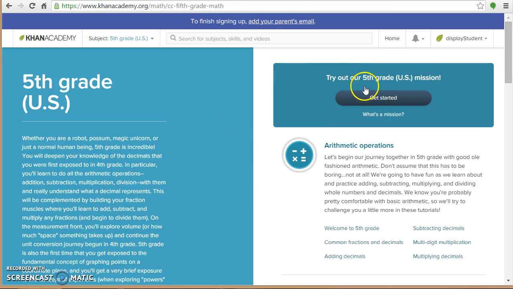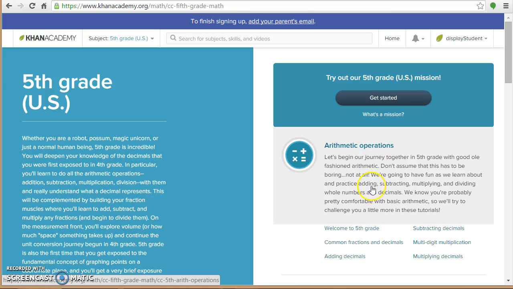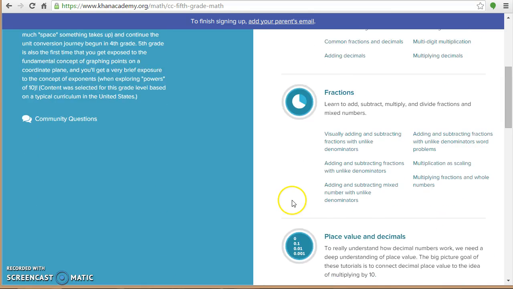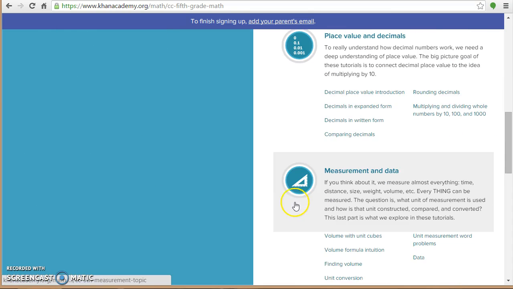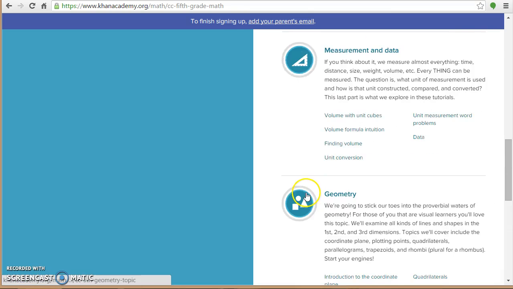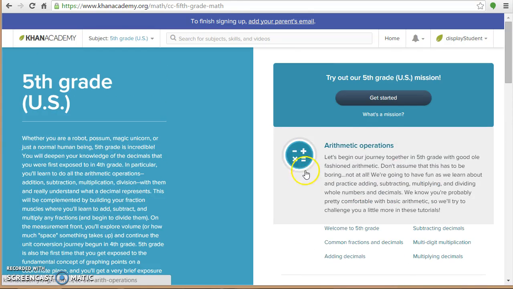And it starts out with wanting to know what you already know. So you're going to go over here to the Get Started tab. It says try out our 5th grade U.S. mission. And then you could even ask, what is the mission? So before we click on that really quickly, I just wanted to show you that you could go into the arithmetic operations, just the basics of what you should already know: the subtraction, addition, multiplication. Scrolling down, we're looking at fractions, place value and decimals, measurement and data, geometry, and then algebraic thinking. And these are all the core standards that we're learning this year in 5th grade.